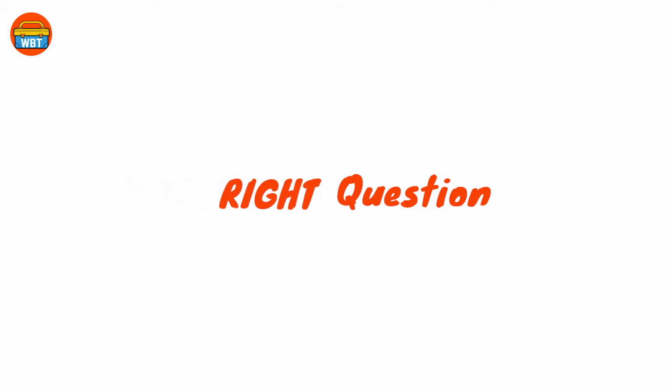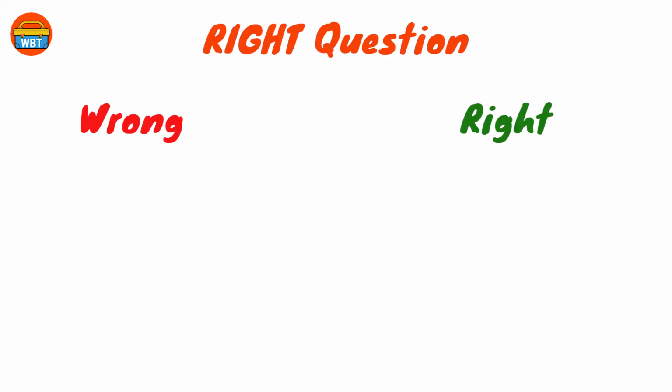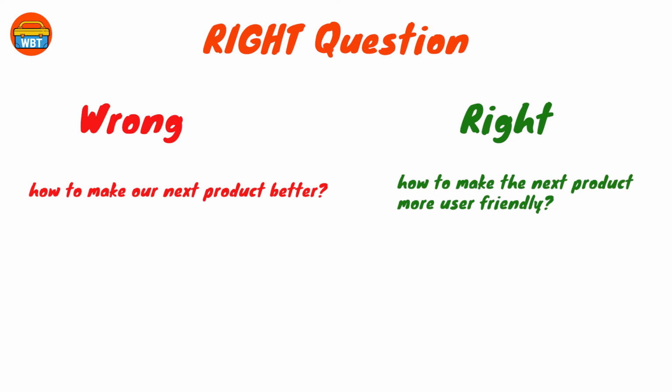Every brainstorming session I have been to included a question, and I can't think of a brainstorming session that was done without having a question or a phrase first. But like I said, the key word here is right. If you want to make your next product more user-friendly, then instead of using the question, how to make our next product better, use the right question, which is how to make the next product more user-friendly. Different questions, different mindsets, different focus, and definitely different ideas.